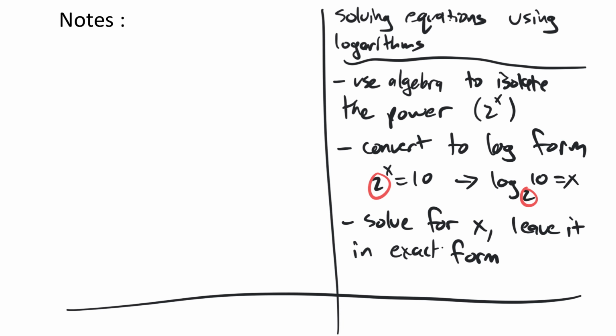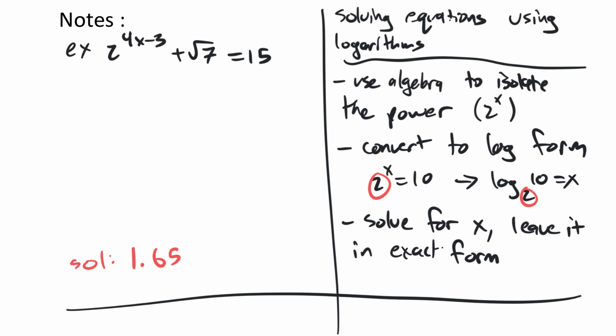So let's go ahead and try an example here. Let's do 2 to the 4x minus 3, plus root 7, equals 15. So go ahead and pause the video and give it a try. All right, so you'll know you did it right if the value you have is 1.657. So if you got that as your calculator value, good job.